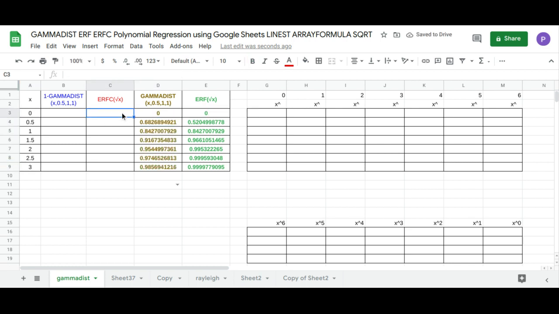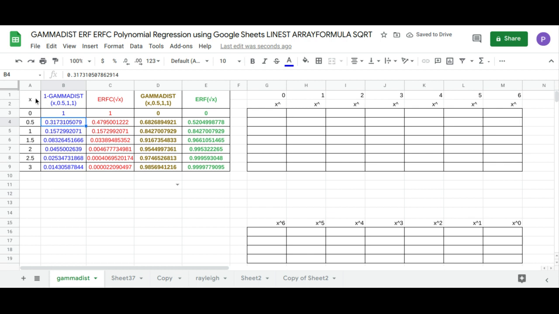and the complementary error function. So array formula ERFC of the x values, and the complementary of the GAMMADIST function. This is array formula 1 minus these values.